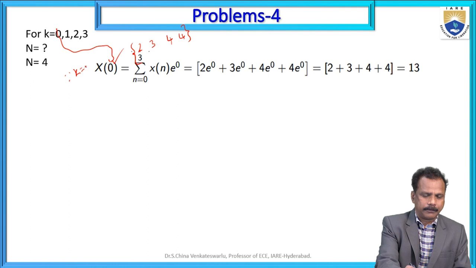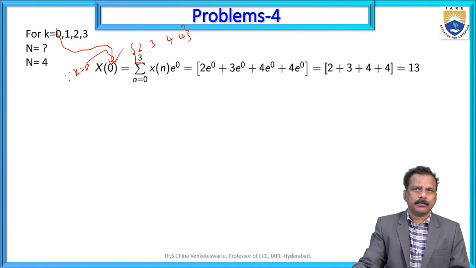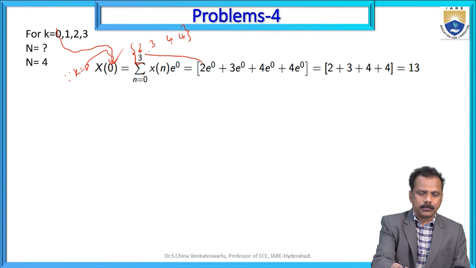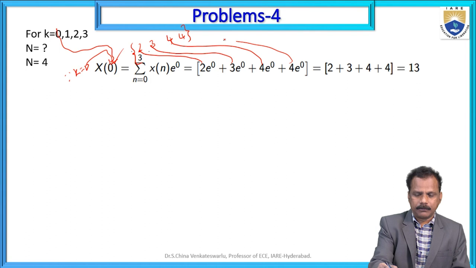K equal to 0, k is ready to substitute. 2 into e power 0, 3 into e power 0, and so on. According to these, the first value is 2, the second value is 3, the third value is 4, the fourth value is 4.